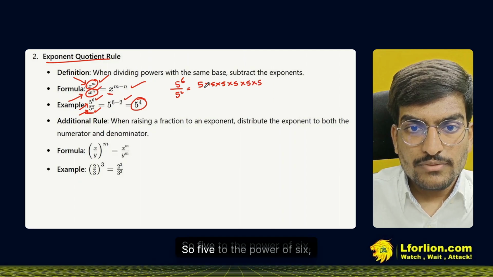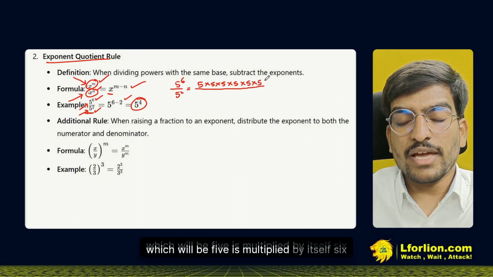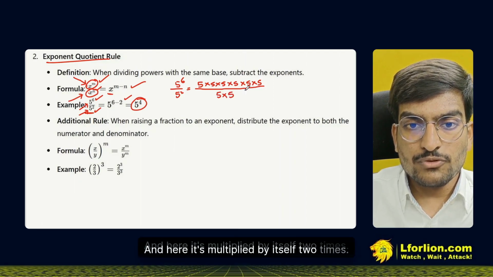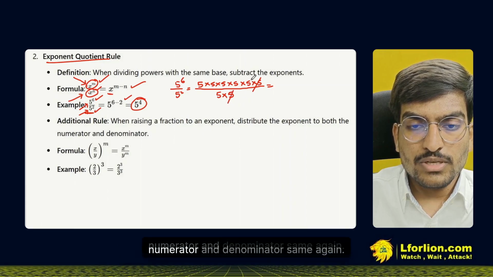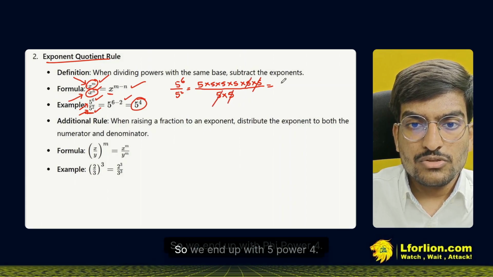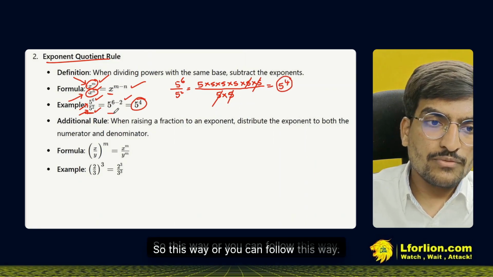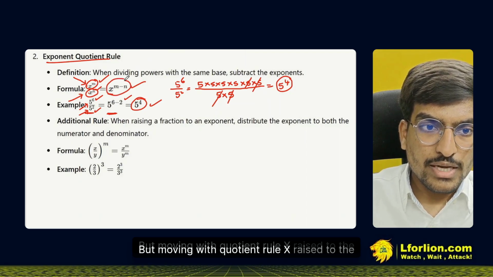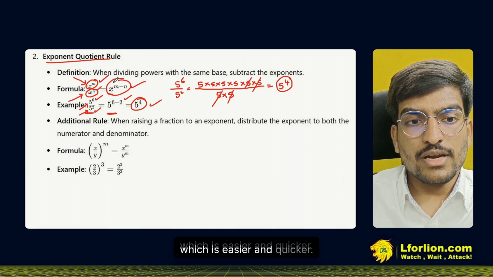So 5 to the power of 6 means 5 is multiplied by itself 6 times, and here it's multiplied by itself 2 times. If we cross out one 5 and another 5 in the numerator and denominator, and so on, we end up with 5 power 4. So you can do it this way, or you can move with the quotient rule, x raised to the power of m minus n, which is easier and quicker.